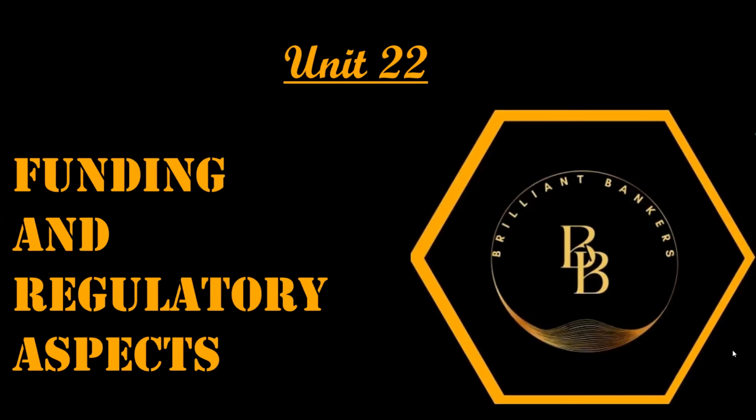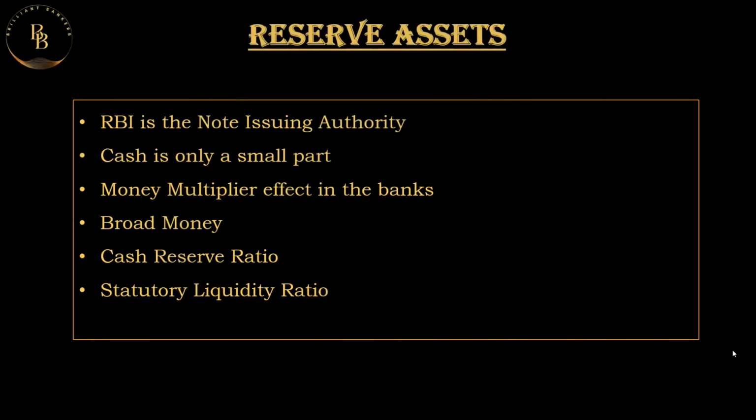So, what does RBI do to regulate the money, or how does it do its funding? For funding, as you all know, RBI is the note issuing authority in India. That is, the currency in circulation is directly controlled by the RBI. However, the currency is only the cash component of the money in circulation, and it is only a small part of the total economy.